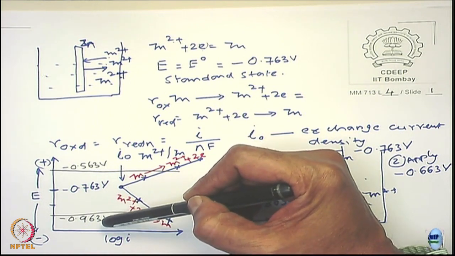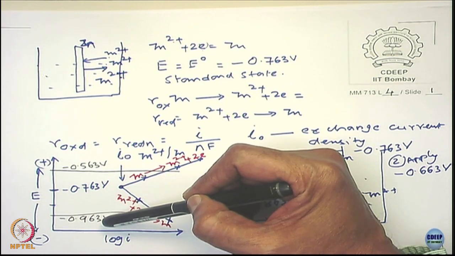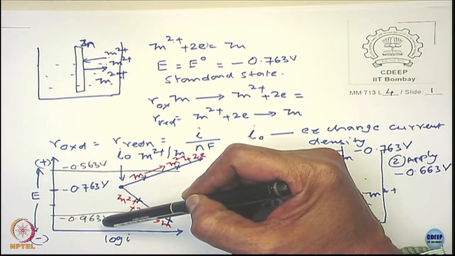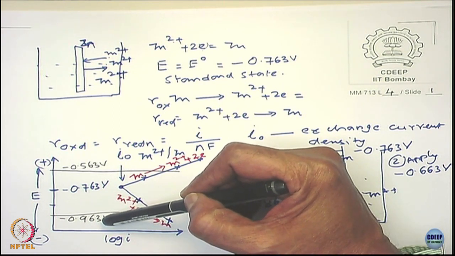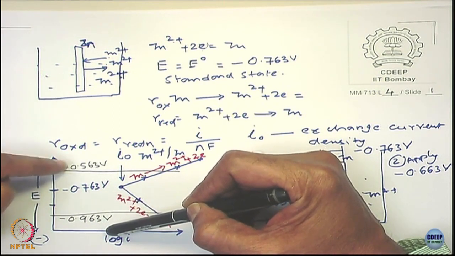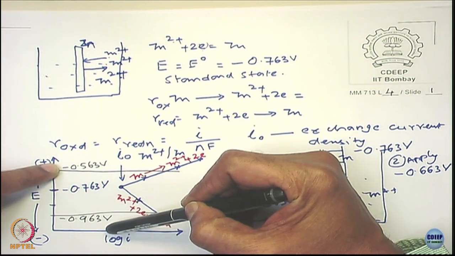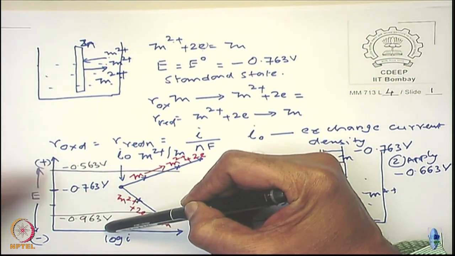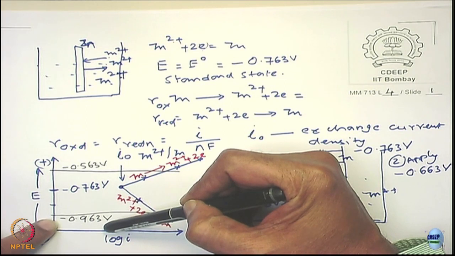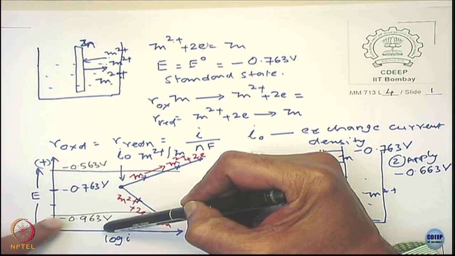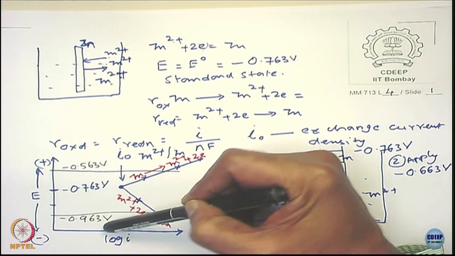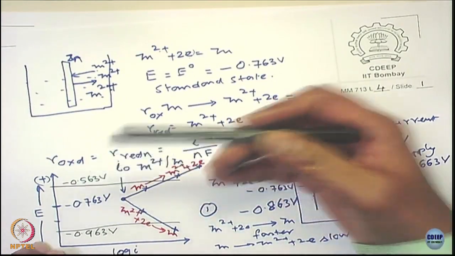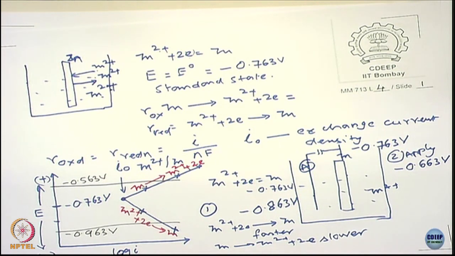Otherwise, the old European convention used to say E is negative, it is reduction, E is positive, oxidation. Incorrect. I can have a negative value here and still have oxidation. I can have a negative value over here and still have reduction. If I put the equilibrium potentials, no oxidation, no reduction takes place. So, positive or negative has no meaning at all in this case.